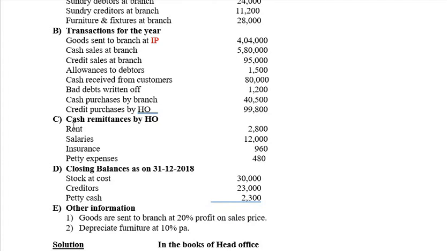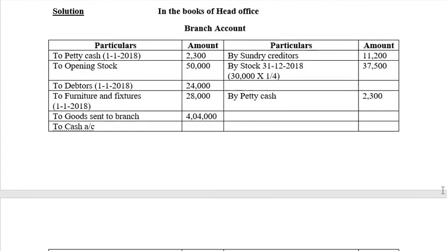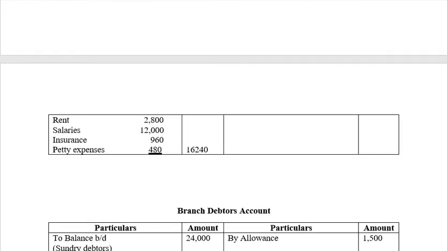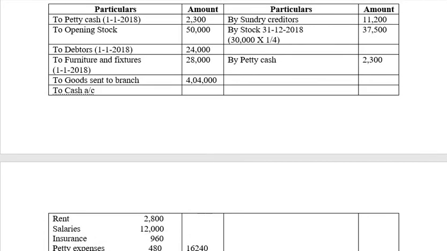The next entry is in case of cash remittance by branch. Now cash remittance by branch will be in case of branch account. So let's go to the branch account, to the debit side, to cash account, that is all the cash expenses. Rent 2,800, salary 12,000, insurance 9,960, and petty cash is 480. Total of all this is 16,240. This is nothing but cash expenses being done by the head office on the branch.